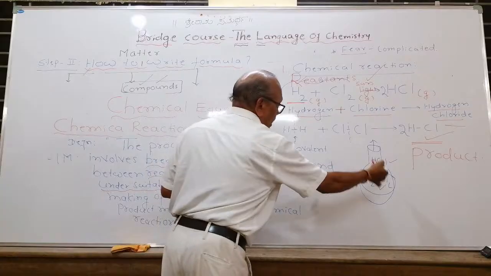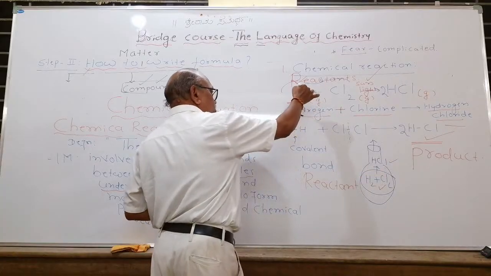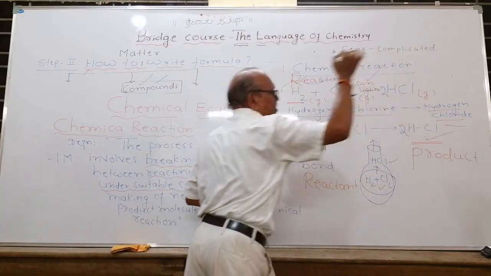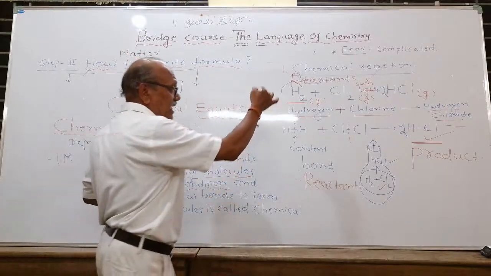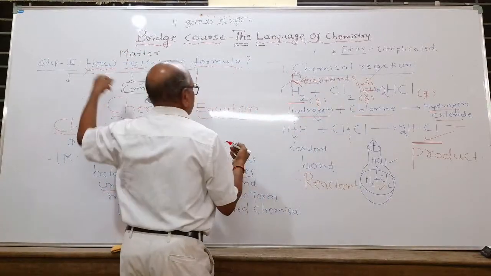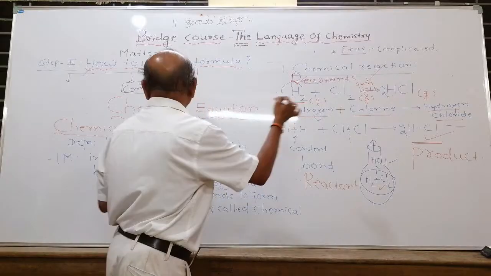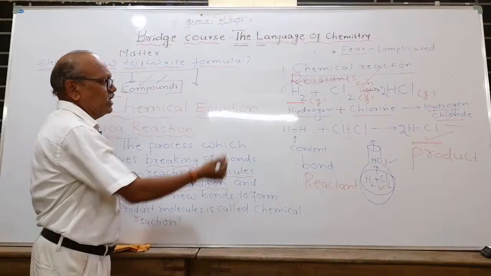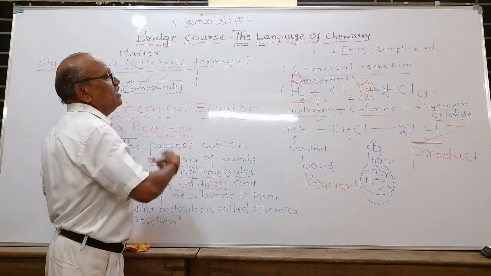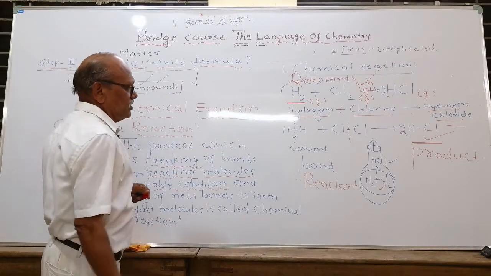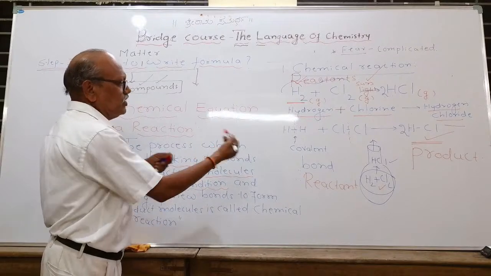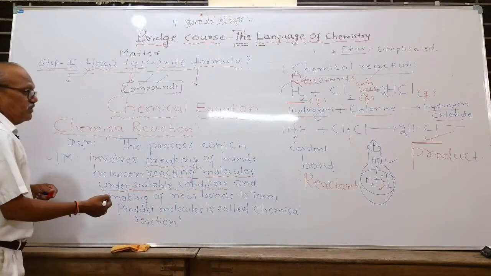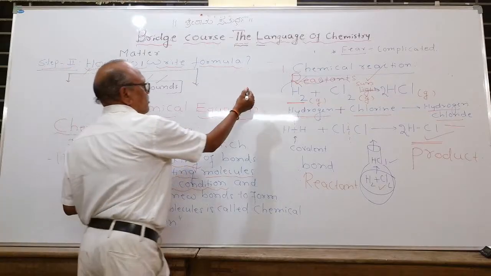And this chemical reaction is represented in chemistry by using a chemical equation. Writing the chemical equation is the third step. Are you getting me? Today we are learning the second step, how to write the formula. Therefore, I am just defining it, and in the next class I will come to the equations. Today I am not talking about equations, I am teaching you how a chemical reaction takes place. For that reason, we have taken the example.